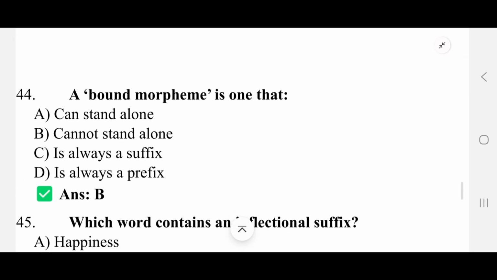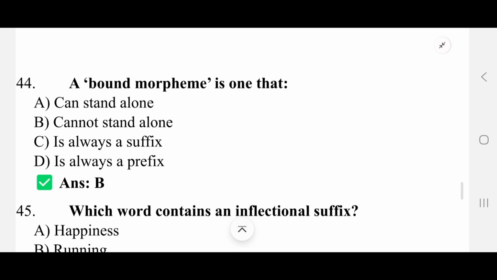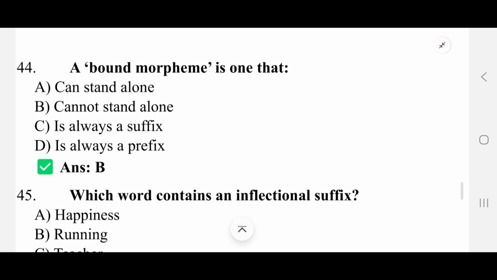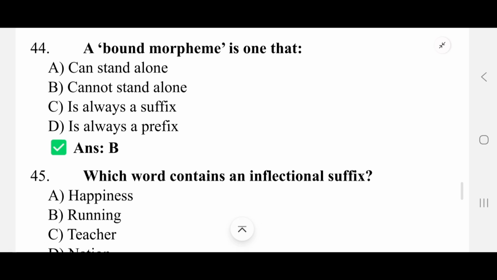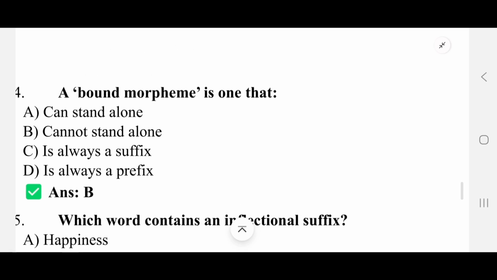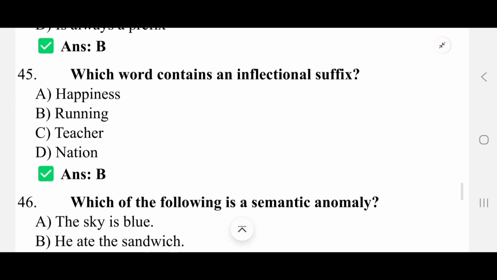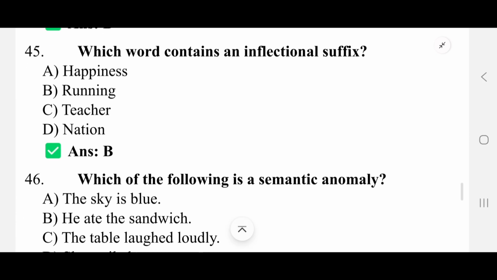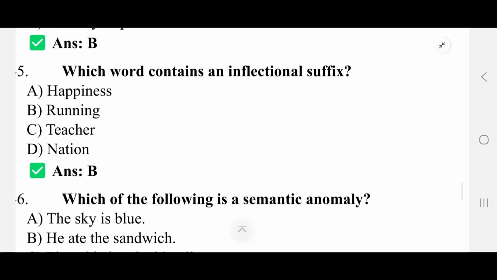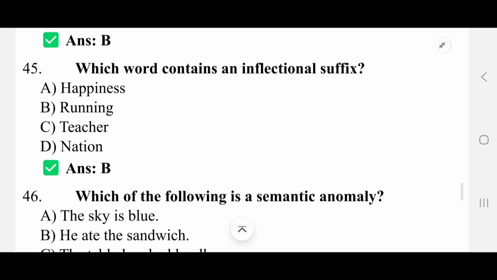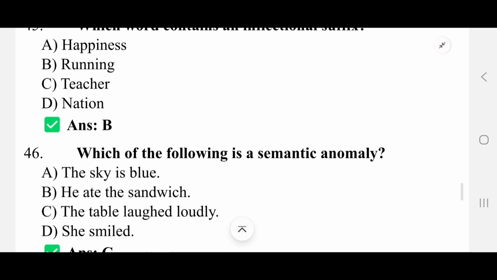Question number 44. A bound morpheme is one that can stand alone, cannot stand alone, is always a suffix, is always a prefix. A bound morpheme is one that cannot stand alone. Option B is the right answer. Which word contains an inflectional suffix? Happiness, running, teacher, nation. So inflectional suffix here, running, ing.